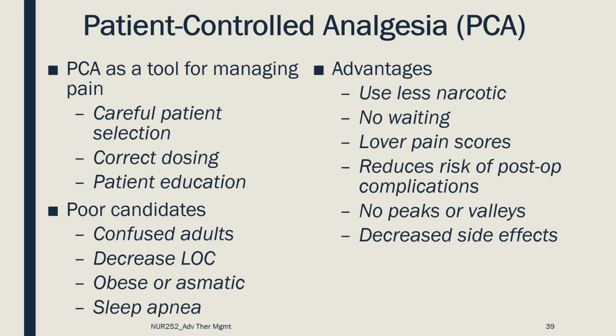Less desirable candidates might include the following: adults who are confused or who have developmental delays, those who are obese or asthmatic, individuals who are already taking medications that might potentiate opioids, patients with a diagnosis of sleep apnea, and known substance abusers.